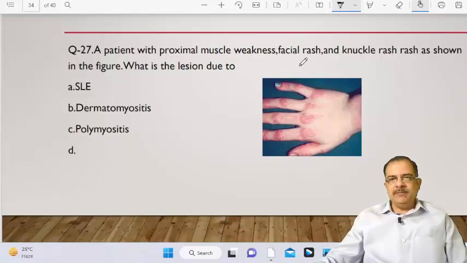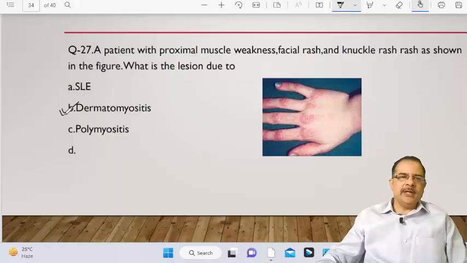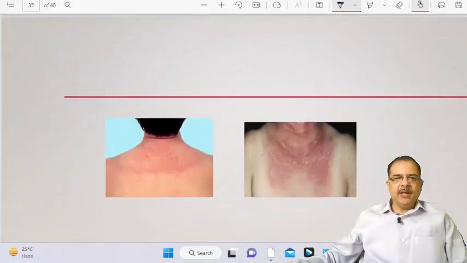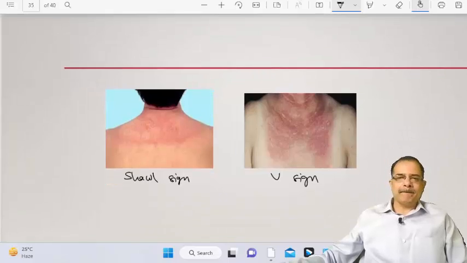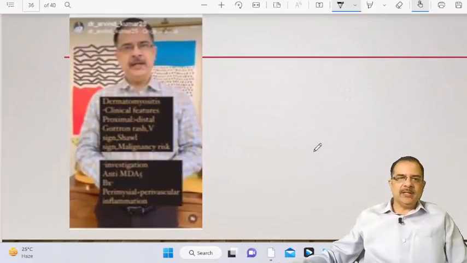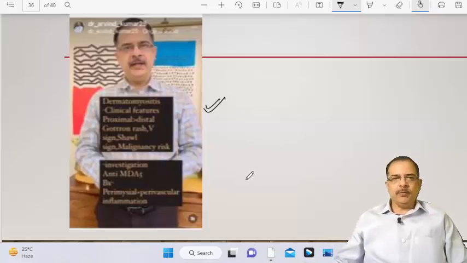A patient with proximal muscle weakness, facial rash and knuckle rash as shown in the figure. What is this lesion due to? This lesion is very typical of dermatomyositis. Gottron rash is seen here, and you can see a shawl sign and a V sign which can be present here. That is also discussed in the 40 days 40 questions topic on dermatomyositis: Gottron rash, V sign, shawl sign, and malignancy risk in cases of dermatomyositis.